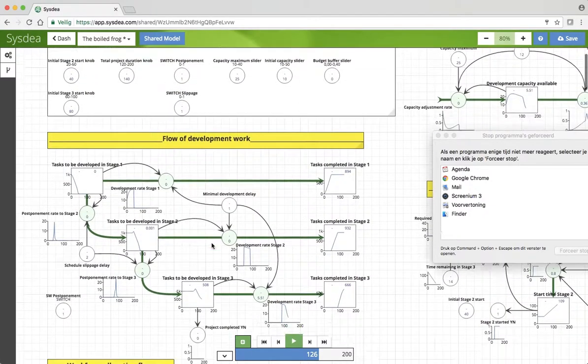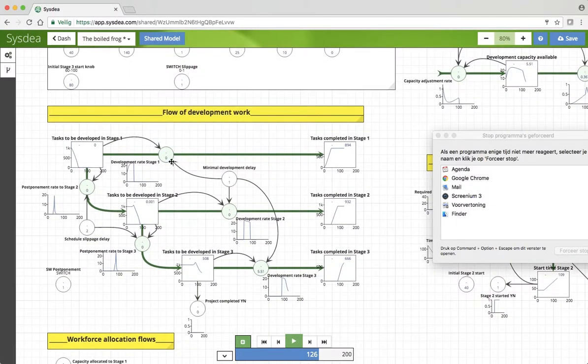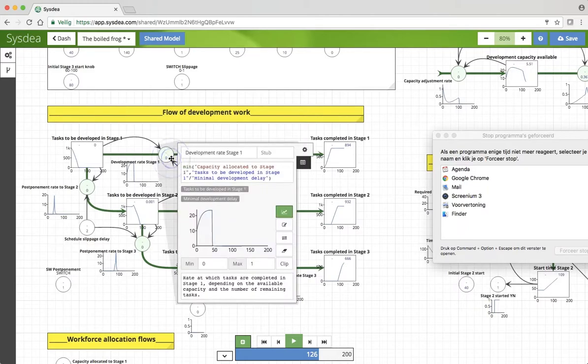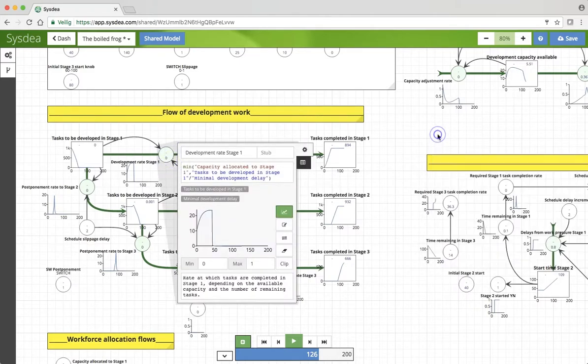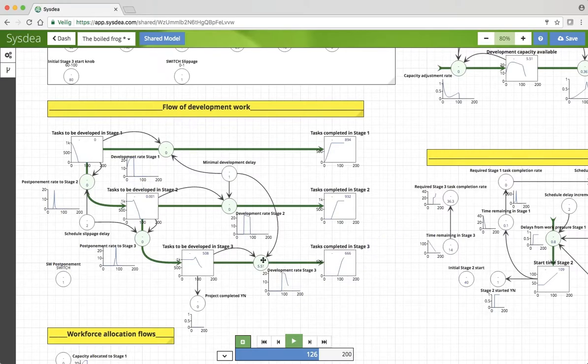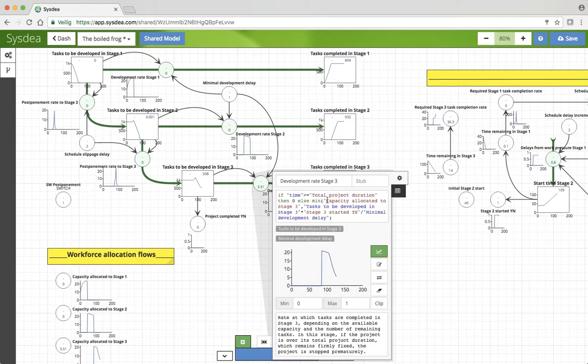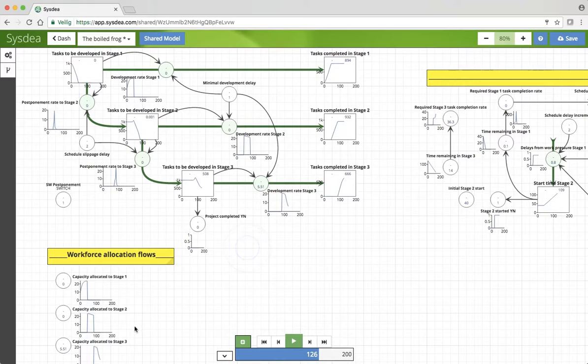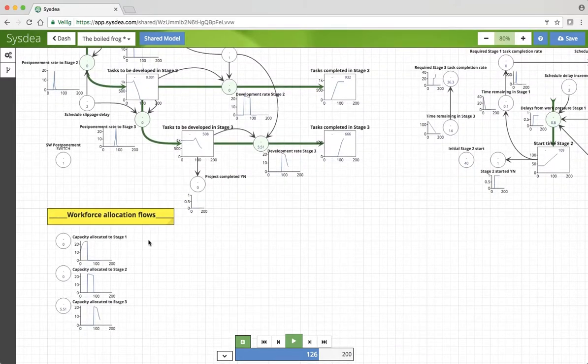We need that up here in the flow development work, where we have development capacity, the capacity allocated to stage 1, and development stage also, capacity allocated to stage 2, and up here development stage is also capacity allocated to stage 3. And the way that this algorithm works is that it takes, well, it's usually called proportional allocation, or more popular, the squeaky wheel gets the oil.